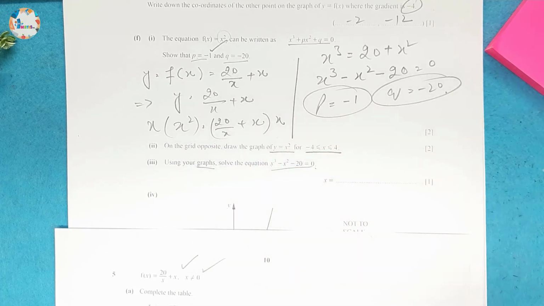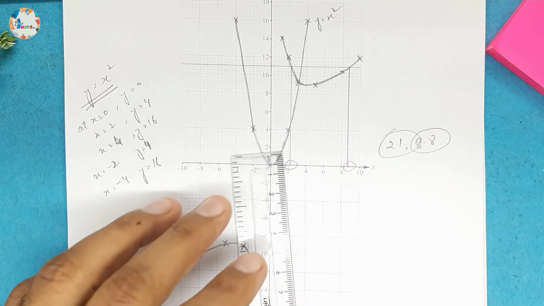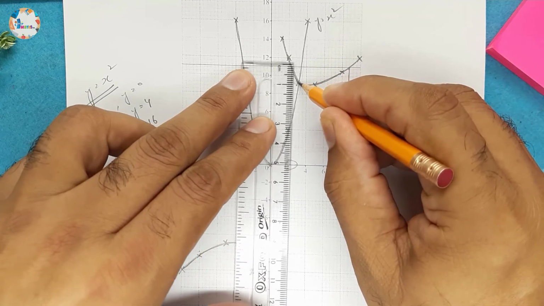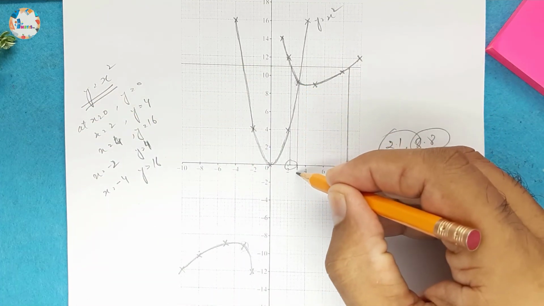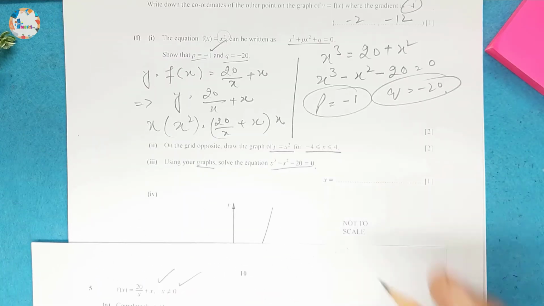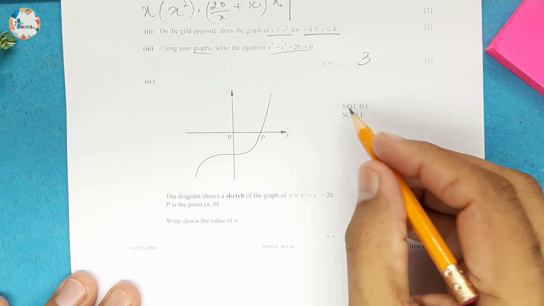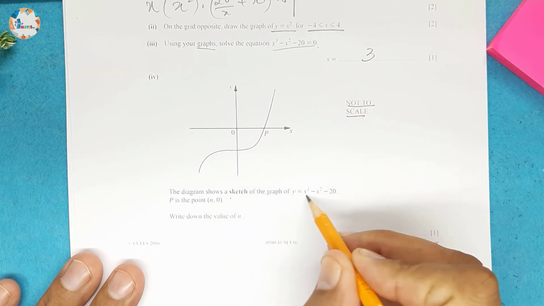So next part: using your graphs, solve this equation. We have to check the point of intersection of these two graphs. This is the x value, and we can take the x value over here, and this reference is in between 2 and 4. We can take it as 3. So the value of x we can write here is 3. Then next part, 4 is this one. The diagram is provided, not to scale. The diagram shows a sketch of the graph, this one.